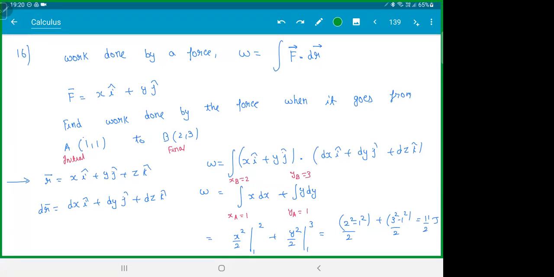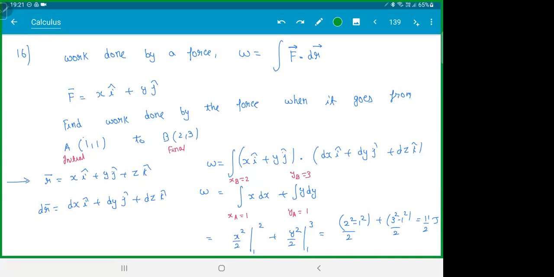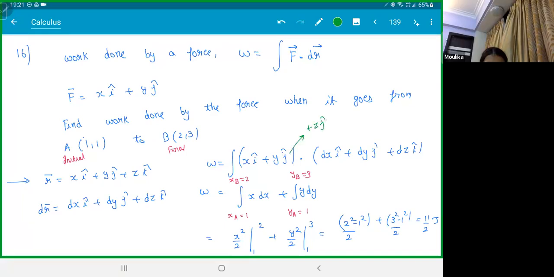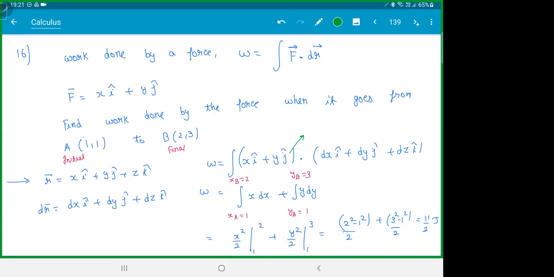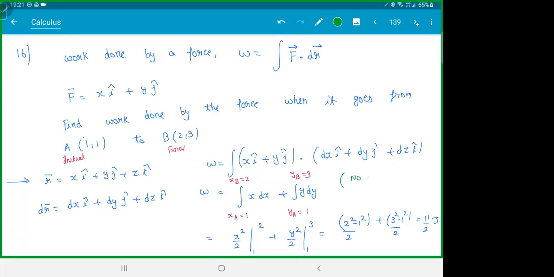Please check. Any other doubt in this? Sir, I didn't take this dz value at all, because there is no z here. Yes. Basically, this will be plus 0 k cap. So what is 0 into z? 0. That's why we didn't take it. Okay, there is no z component. All got this? Next one.